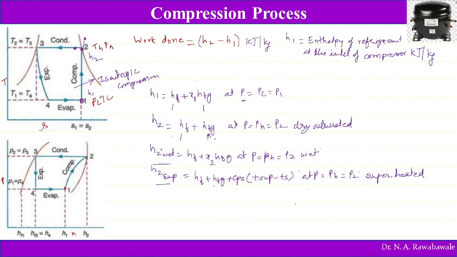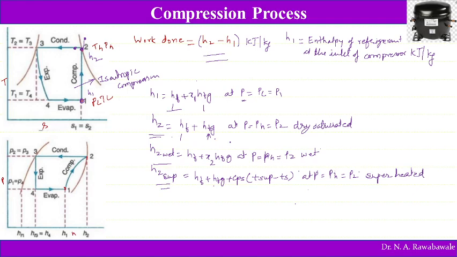So to find out H2, we are going to use three different formulas depending on the condition of the refrigerant coming out of this compressor. So we know H1, we know H2, we can find out work done in the compressor by using this formula.